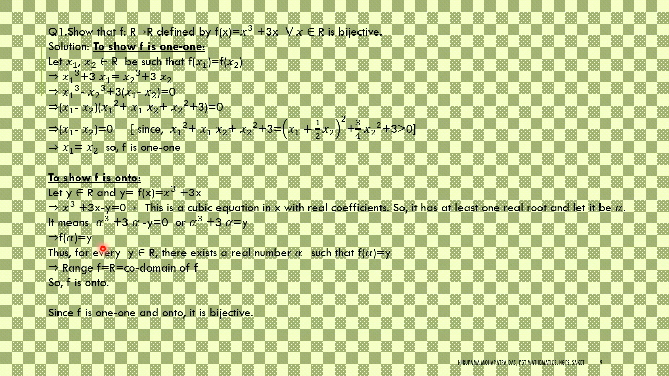So for every y belongs to the set of real numbers, there exists a real number alpha, so that y equal to f(alpha). So it satisfies the condition of onto function. It means the range of the function is the set of real numbers, which is equal to the codomain. So function is onto. So since f is 1, 1 and onto, it is bijective.